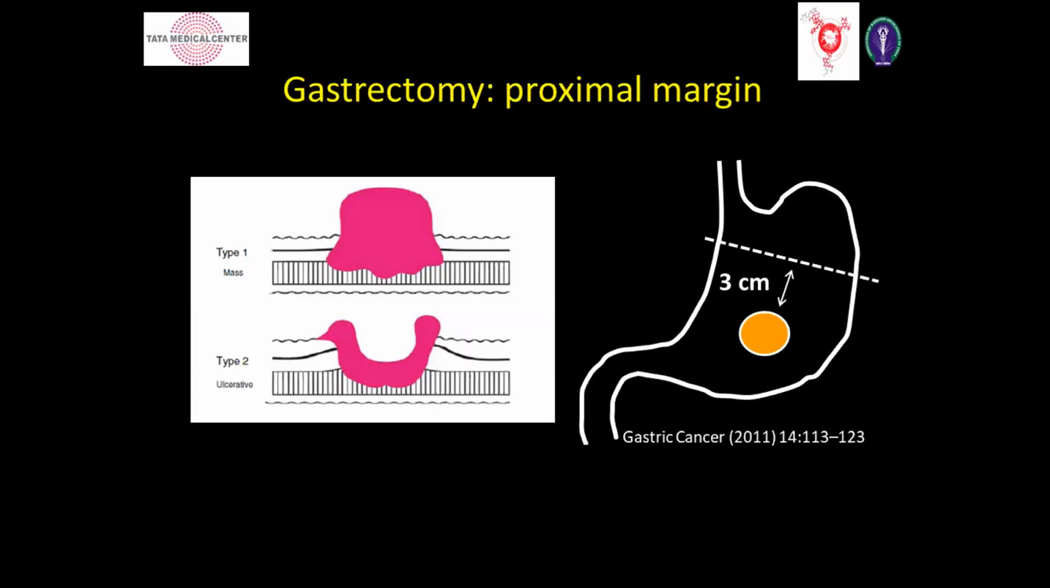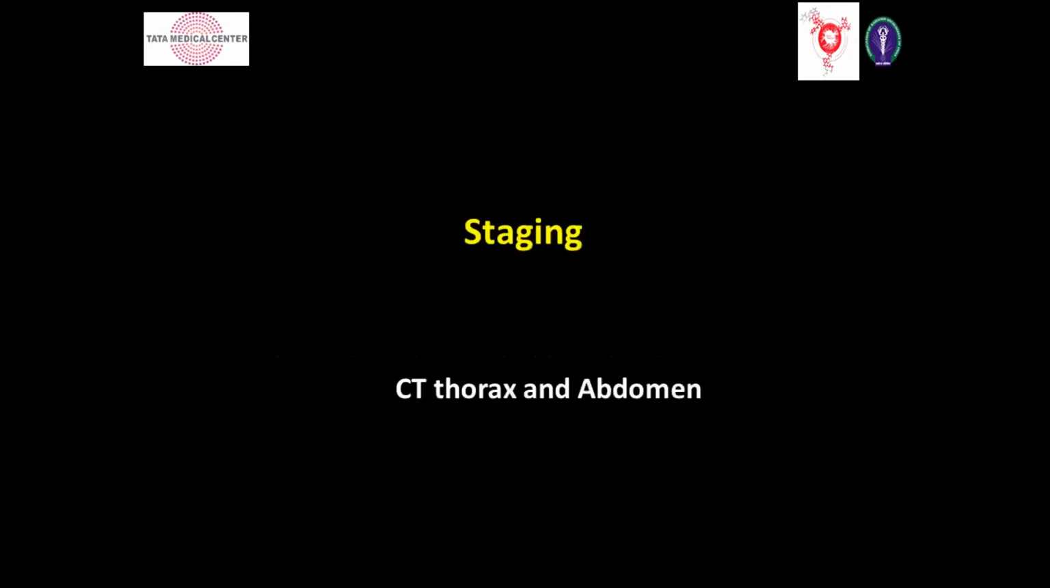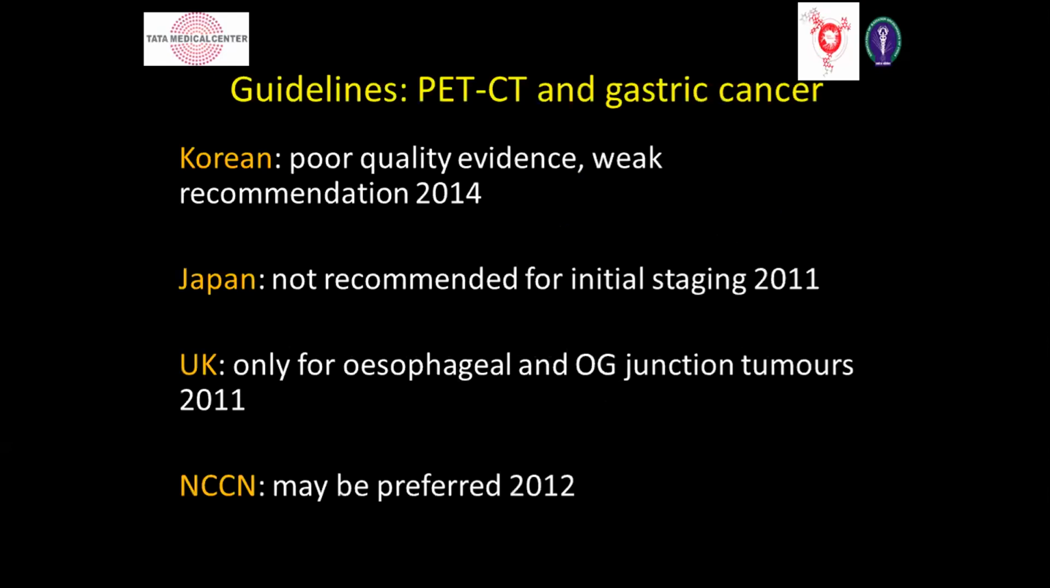As per the Japanese classification, for type 1 and type 2 lesions, we need a 3 centimeter margin. For type 3 and type 4 lesions, we need a 5 centimeter margin. Now, about the staging, what is the recommendation? CT thorax and abdomen, or a PET scan? Again, the evidence is that CT thorax and abdomen is the investigation of choice for gastric cancer.